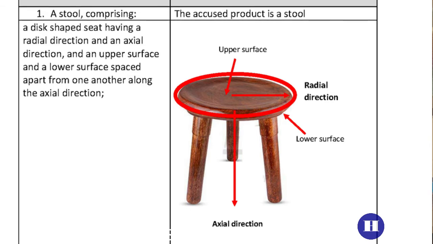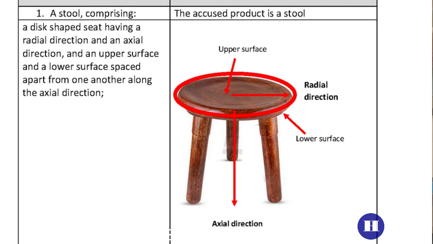case that the seat is shaped like a disc, and because it's a disc and it's circular, it has a radial direction, and I've shown where that is on the chart. And then the direction perpendicular to that, of course, is the axial direction. So we can see here that the first element of the claim, the disc-shaped seat having a radial direction and an axial direction, as well as an upper surface and a lower surface spaced apart from one another along the axial direction, is met. All that's there because the disc has a thickness, basically.